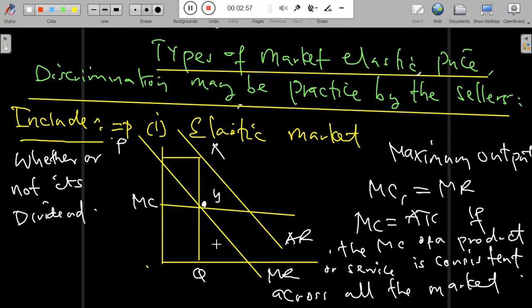Under an elastic market, any change of price leads to a greater change of quantity demanded. So if the price shifts, the quantity of output may shift too. Under an elastic market, price discrimination can be practiced. The price will be set by the seller for a greater obtainment of revenue and greater maximization of profit.